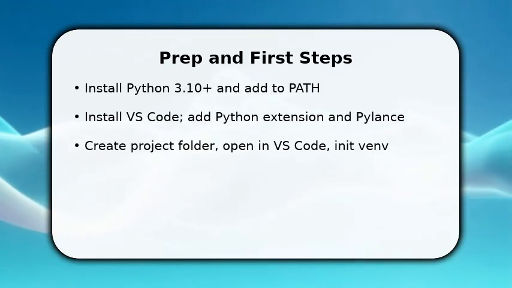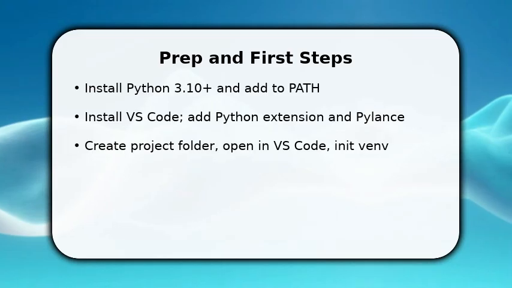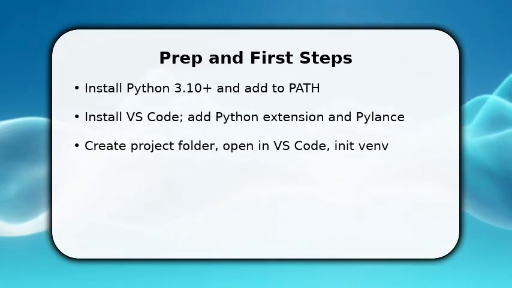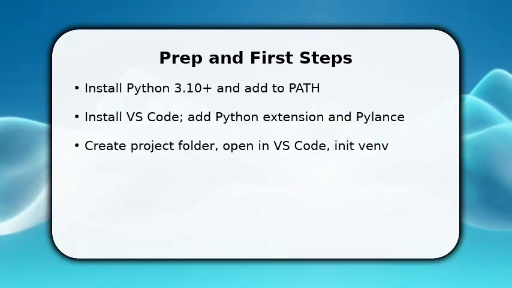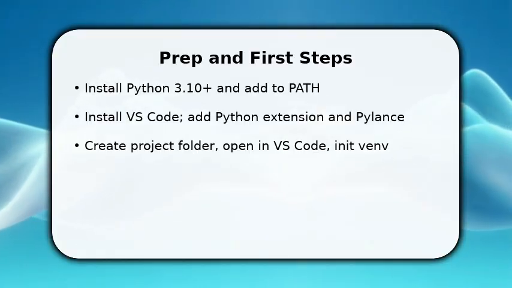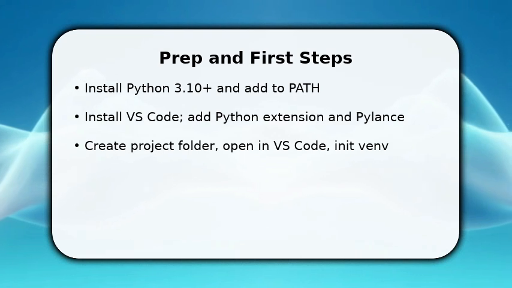Use Terminal, New Terminal, and run python -m venv venv to create an isolated environment. Activate the venv for your shell. Make sure the bottom right interpreter switches to venv. This gets you ready to write and run code immediately.